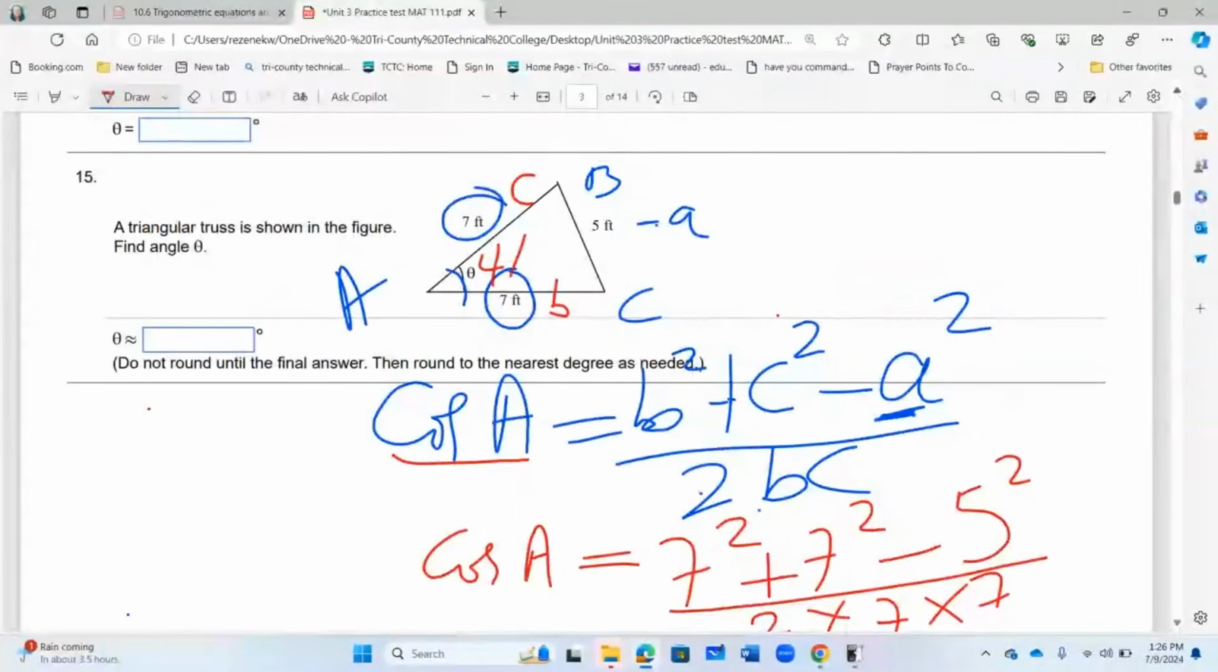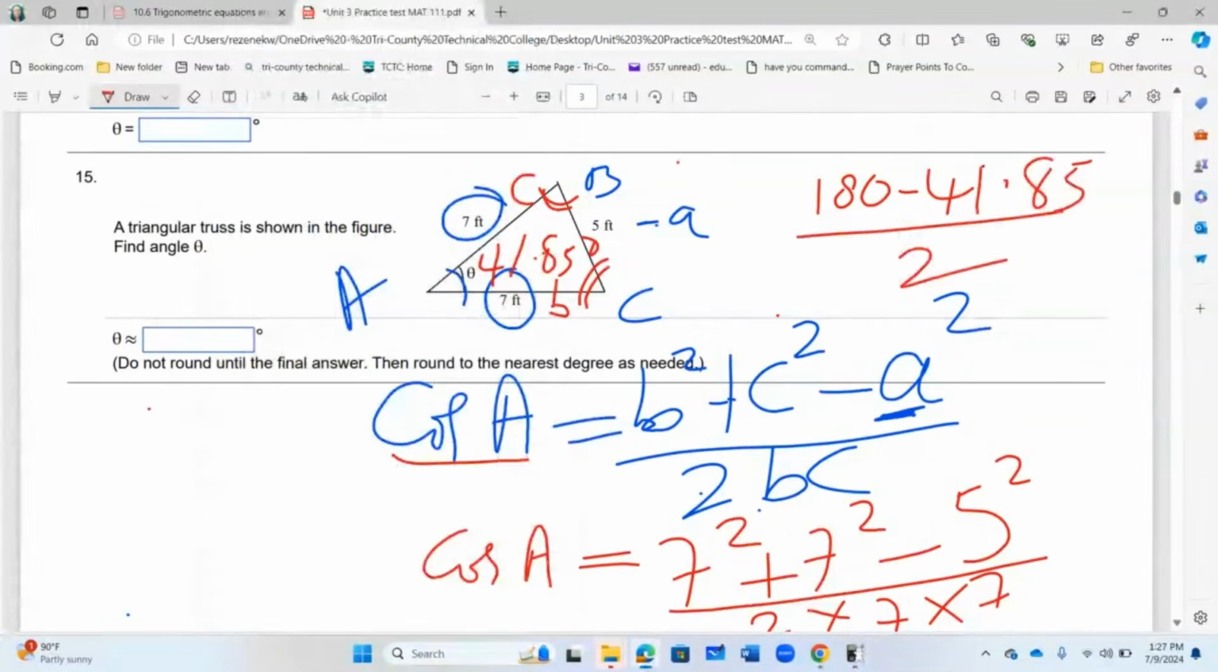They are the base angles, congruent because they are the base angles of an isosceles triangle. So 180 minus 41.85. The base angles of an isosceles triangle are equal.